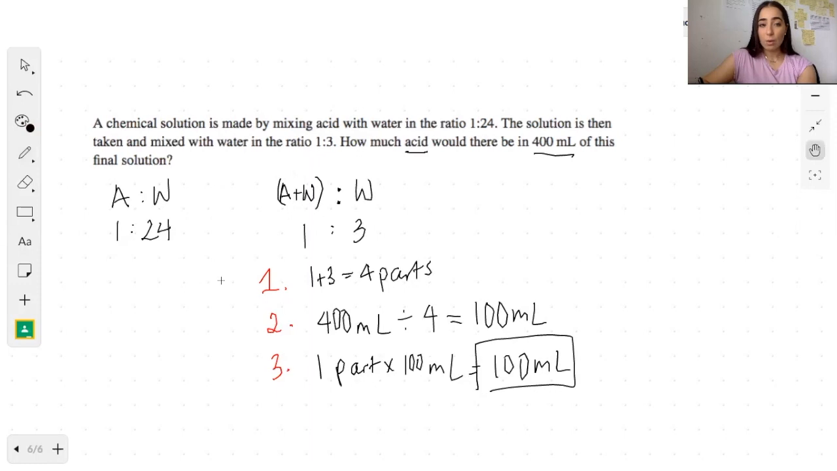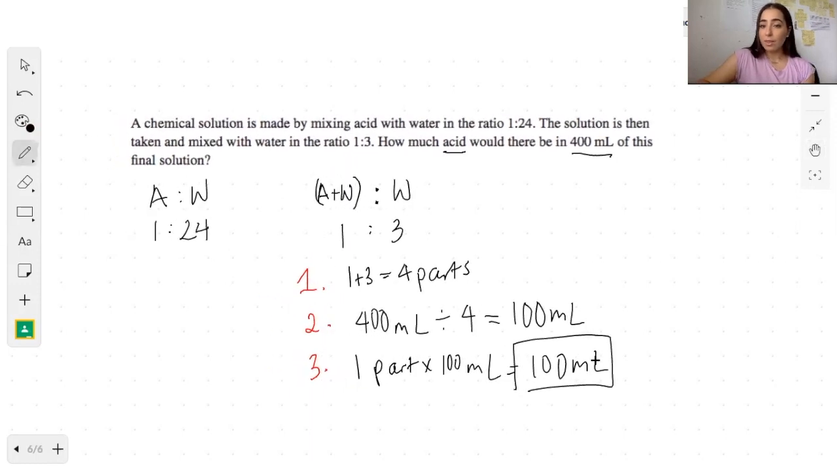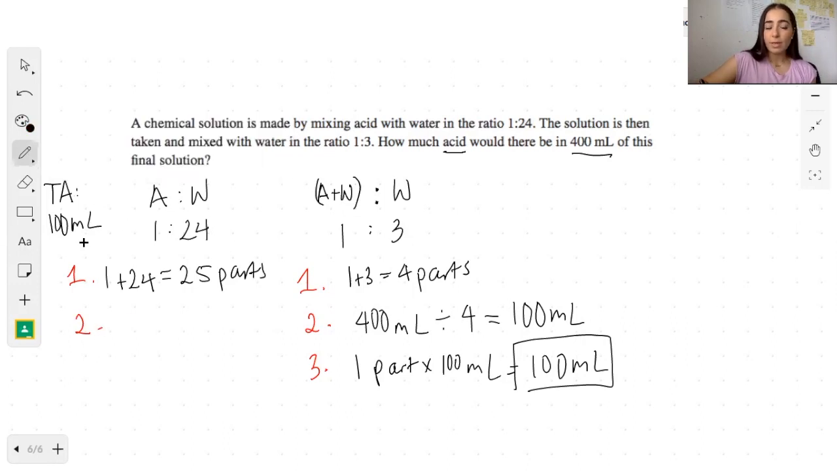So now we're going to take this ratio with this as our total amount. I'm going to say total amount is 100 mils. And we're going to follow through with the same steps. Step 1, we're going to calculate the total number of parts. So 1 plus 24 gives us 25. So there's 25 parts. Then step 2, we're going to take the total amount of solution, so it's 100 mils. We're going to divide it by the number of parts. That gives us 4 mils.